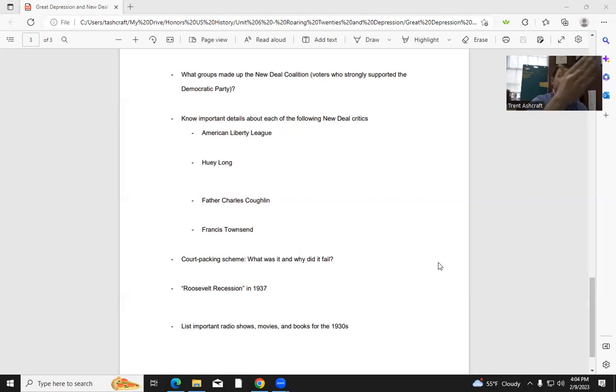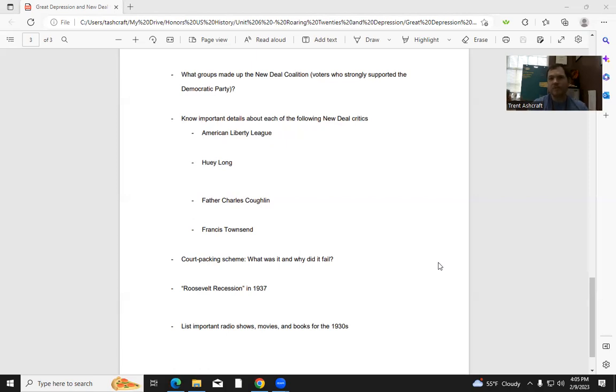So here we have an example of the American Liberty League, an attack from the right, and Huey Long, an attack from the left. Father Charles Coughlin is another critic of the New Deal. He's probably more well remembered for using his radio platform to promote anti-Semitism and fascism and lots of other very unfortunate and dangerous ideologies. Francis Townsend comes up with a plan, the Townsend Plan.